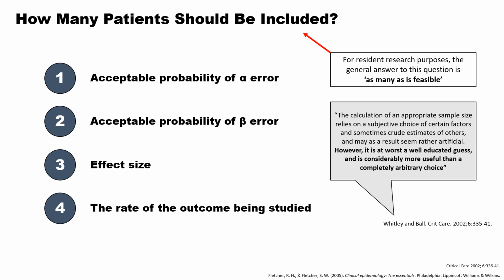Additionally, in terms of a power calculation, I think this quote is rather apt. The calculation of an appropriate sample size relies on a subjective choice of certain factors and sometimes crude estimates of others, and may as a result seem rather artificial. However, it is at worst a well-educated guess and is considerably more useful than a completely arbitrary choice.